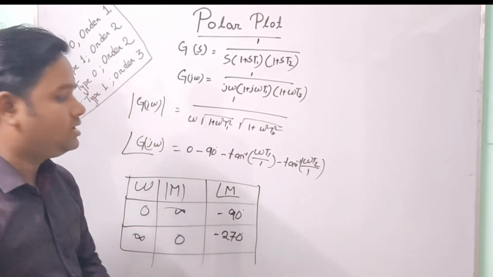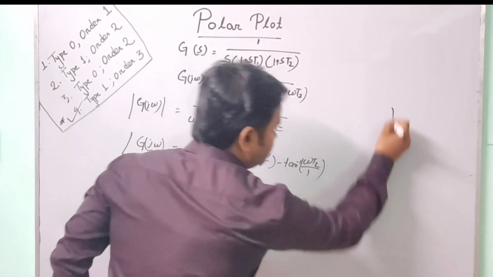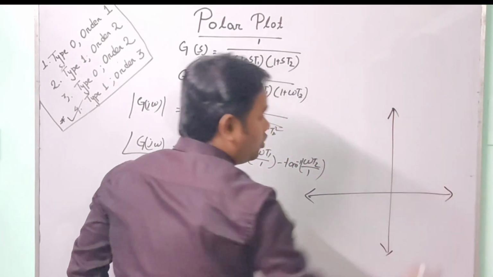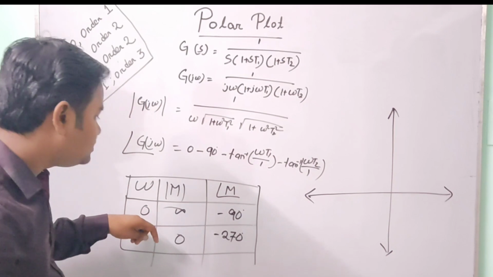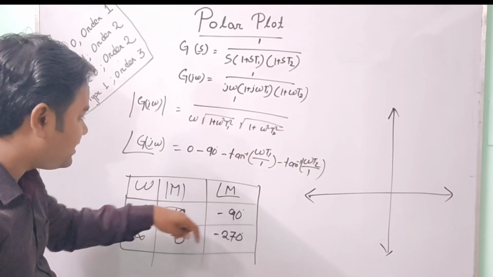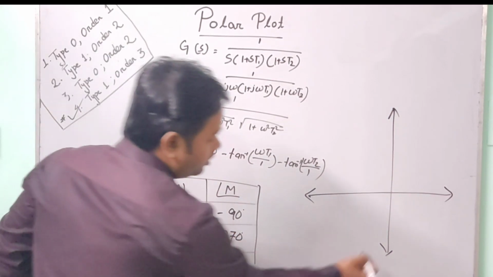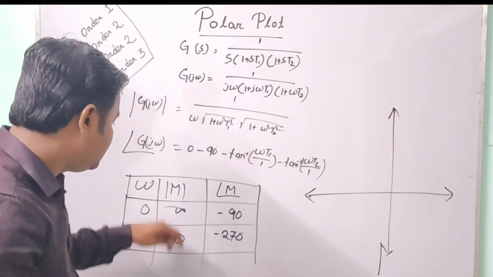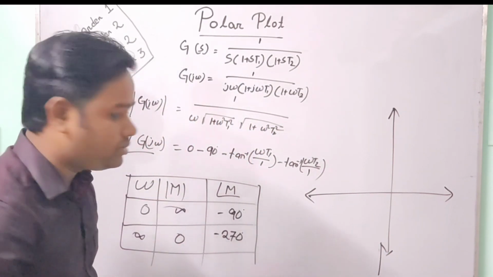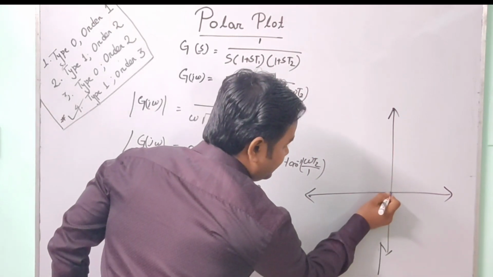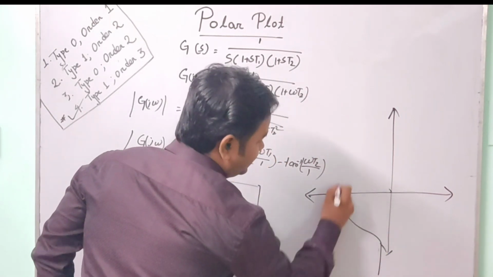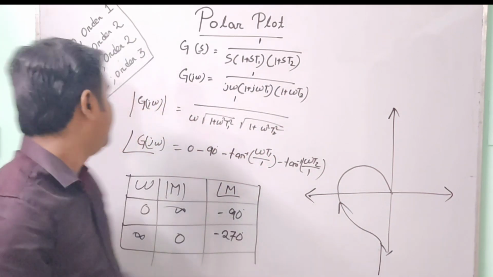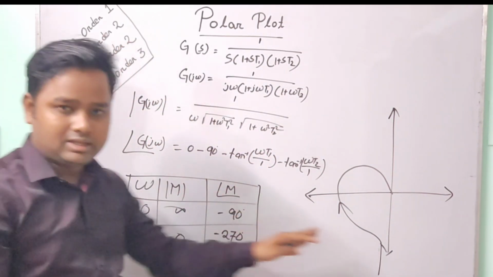So we will plot in the polar plot. The starting point is at omega equal to 0, where the magnitude is infinite and the angle is minus 90. So from here it will start, and the ending point will be where the magnitude is 0 and the angle is minus 270 degree. So the graph will end at this place. The graph will be like this. This is the polar plot for type 1 order 3 system.